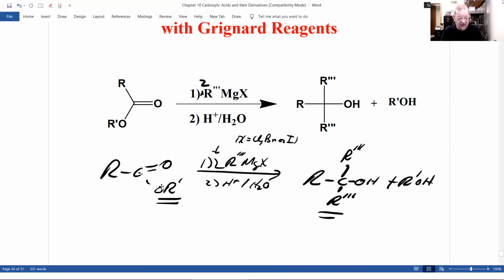Now, when you do this, you try and keep R prime small so you can distill off and remove the alcohol and be left with the larger alcohol here, because this will have a higher boiling point than this. Oh, that's right. You do know about distillations.